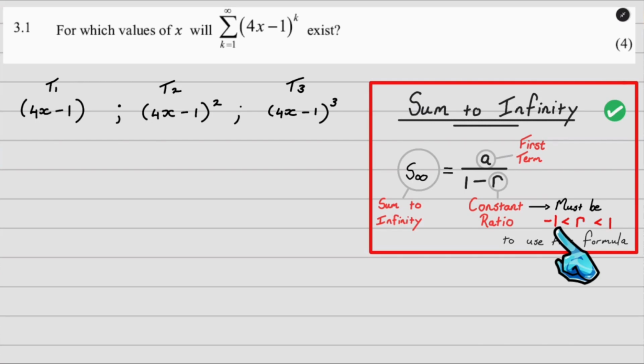So let's go get our ratio quickly. So our ratio is obtained by saying term 2 over term 1. So I'm going to replace term 2 with this thing, and I'm going to replace term 1 with this thing.